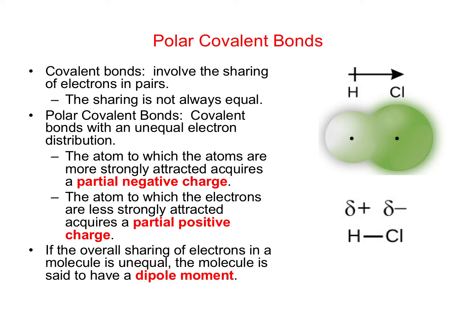And when we have this unequal sharing of electrons, the molecule is said to have a dipole moment, meaning it has a negative end or a negative pole and a positive pole, hence dipole.